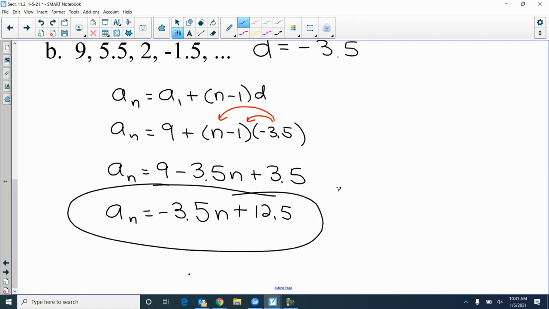There we go. Plus 12.5. Plug in n equals 1. Make sure you get back to the first term. Okay, plug in n equals 2. Make sure you get back to the second term. Make sure it works. Make sure it makes sense.